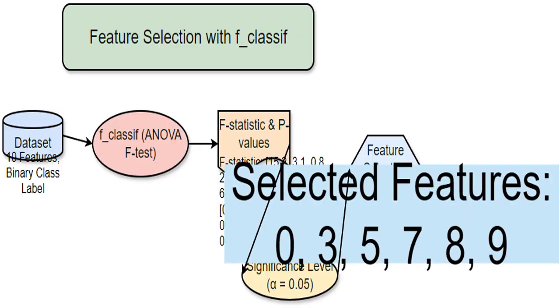Based on my p-value comparison, features 0, 3, 5, 7, 8, and 9 made the cut. These features stand out as strong indicators of class separation.